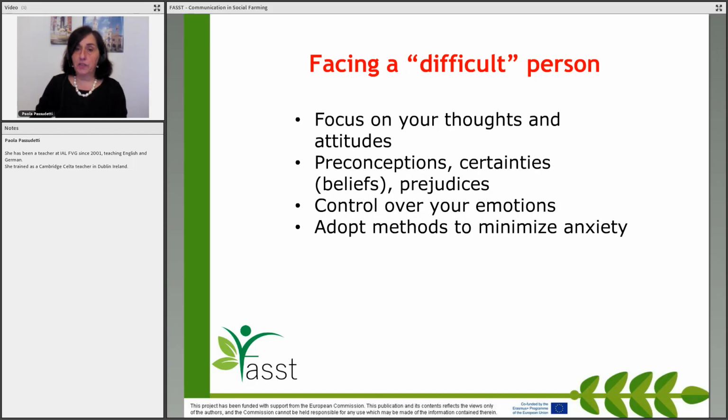When facing a difficult person, try to focus on your thoughts and your attitudes. Think about preconceptions, certainties, and prejudice. Remember, no absolute categorization. Control your emotions and adopt methods to minimize your anxiety.